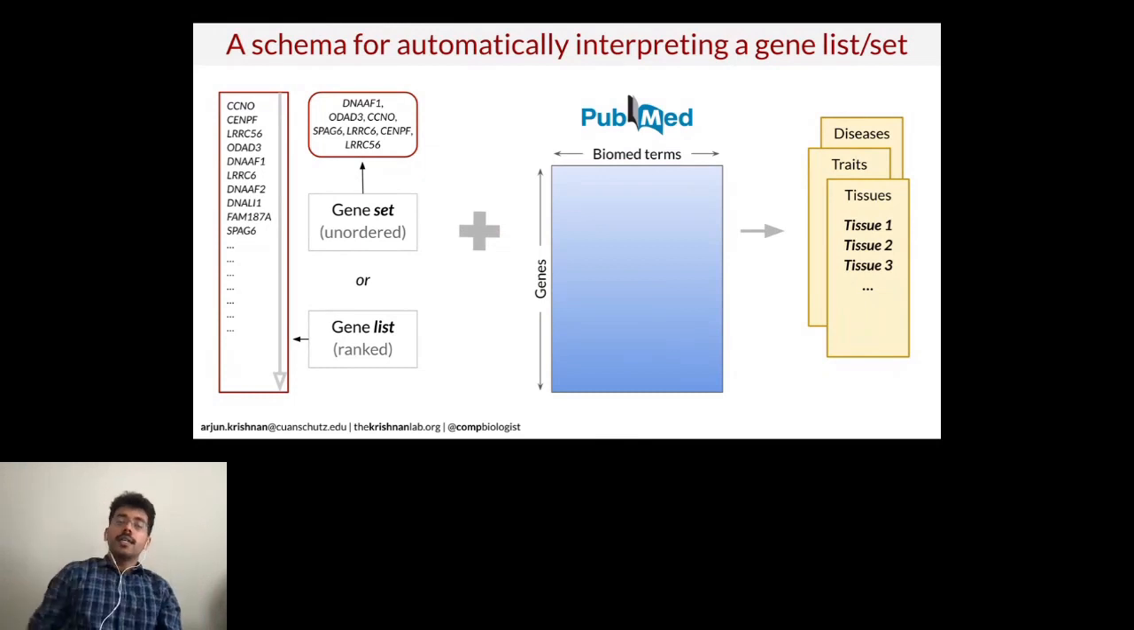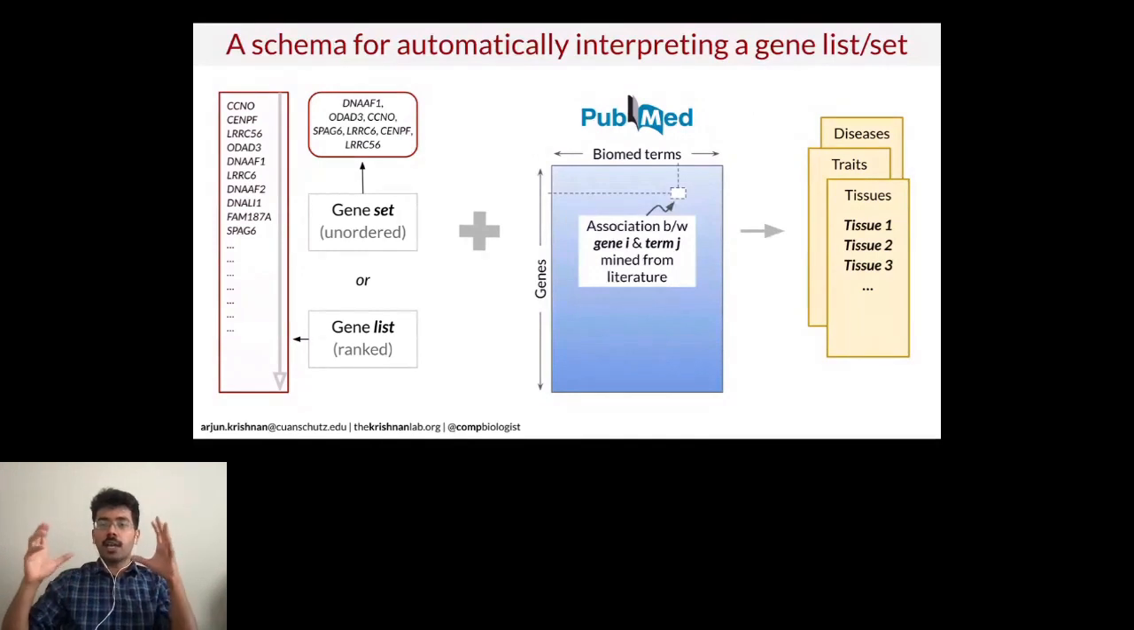The way we started formalizing this problem is to think about the biomedical data that is hidden in literature in the form of a matrix like this, where every single row is a gene, and every single column is some general biomedical term. And a particular value at cell i, j is simply recording the association of gene i to term j, mined from the literature through some method.